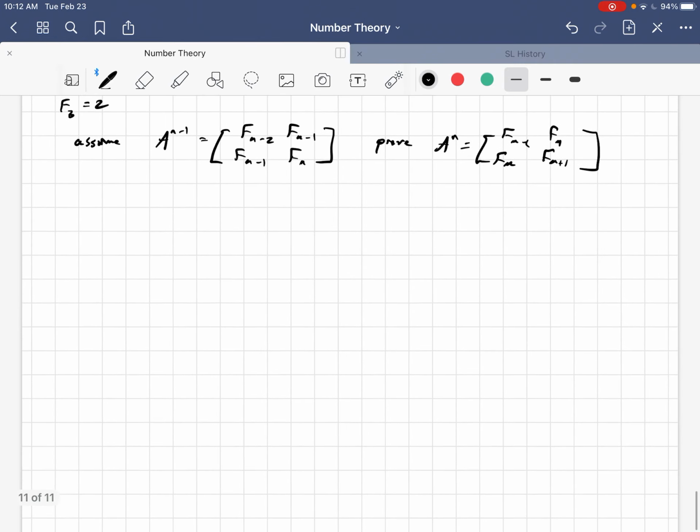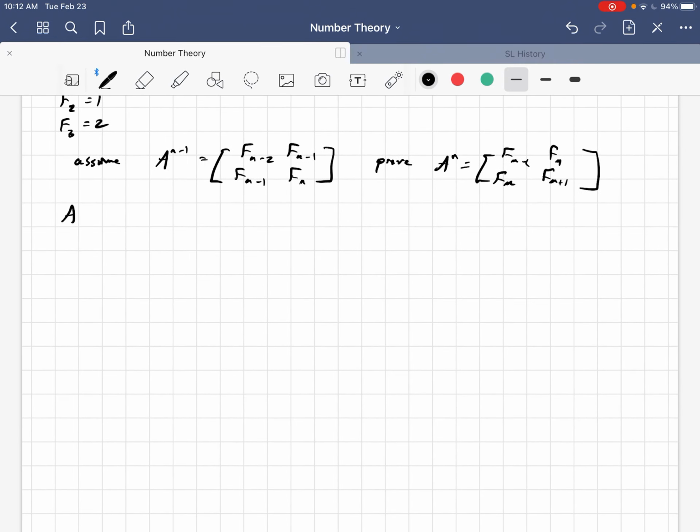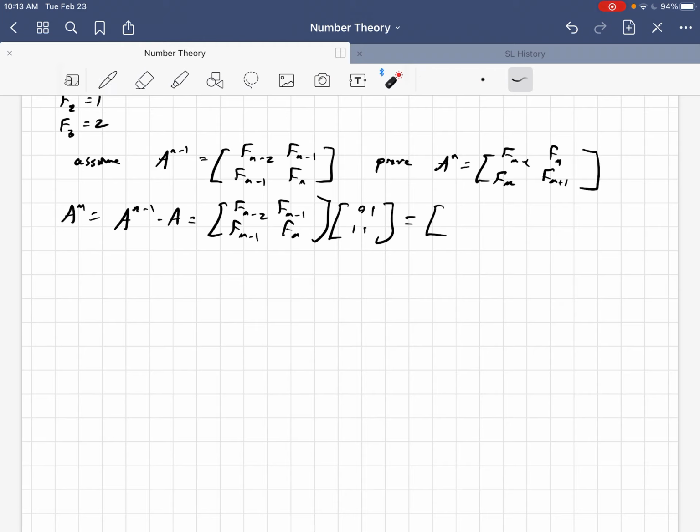And now this is really obvious to prove, because A to the n is just A to the n minus 1 times A, which is just f sub n minus 2, f sub n minus 1, f sub n minus 1, f sub n times 0, 1, 1, 1. And when you do this matrix multiplication, you get, I'll do a little bit of it here. First we do row 1 and we dot it with column 1. So that's f sub n minus 2 times 0 plus 1 times f sub n minus 1. So we get f sub n minus 1.